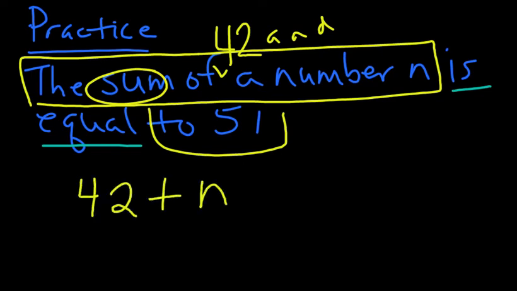That's that side. Then we've got the middle, is equal. That's an equal sign. Then we have the next side, 51. The sum of 42 and a number n is equal to 51. That's the answer.